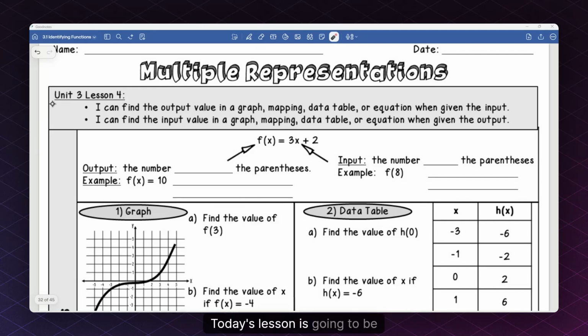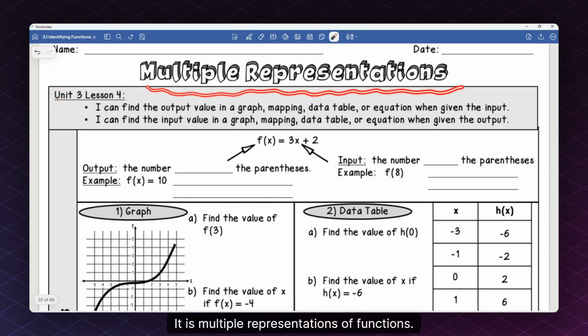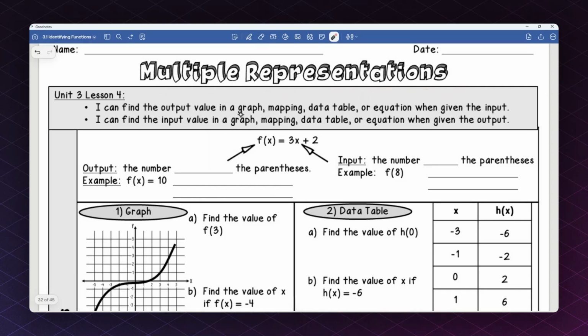Today's lesson is Unit 3, Lesson 4. It is multiple representations of functions. It turns out that we can evaluate a function in graph form, as a mapping, a data table, or an equation. And so we can end up finding the output values, or we could find the input values, depending on what we are given. So let's remind ourselves about what a function is.